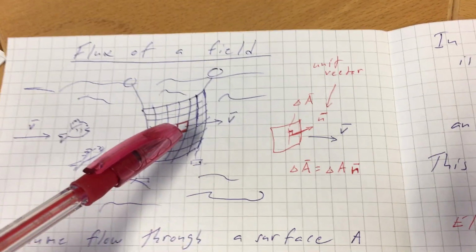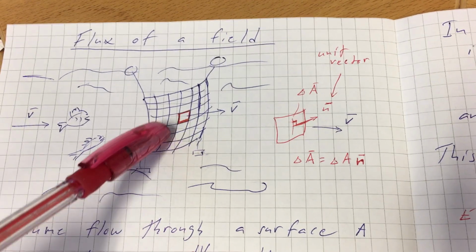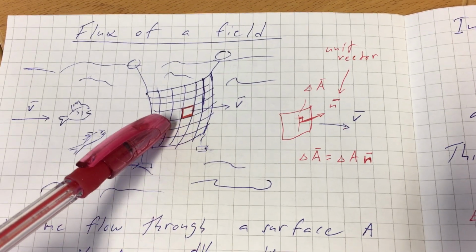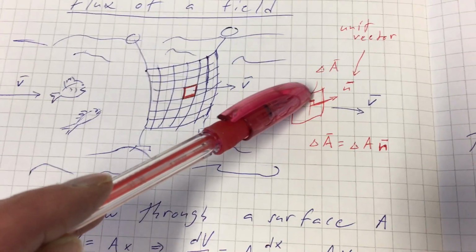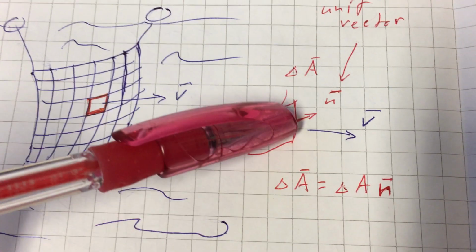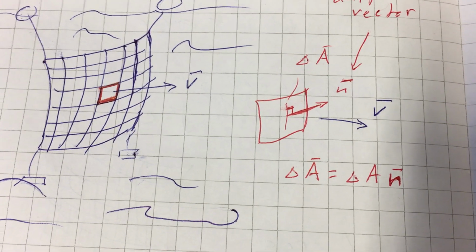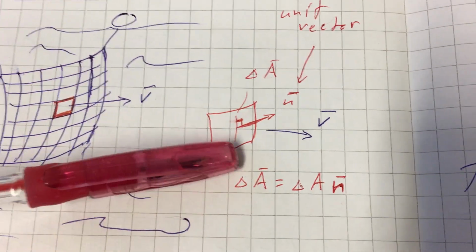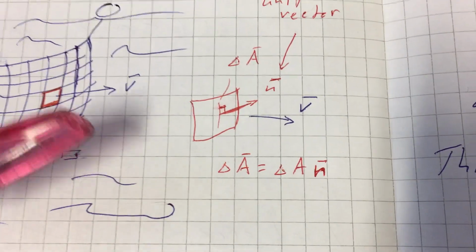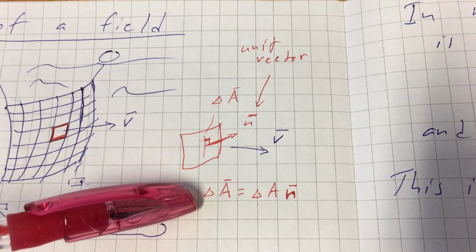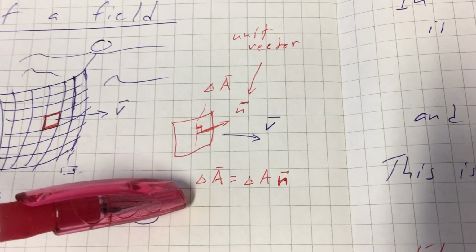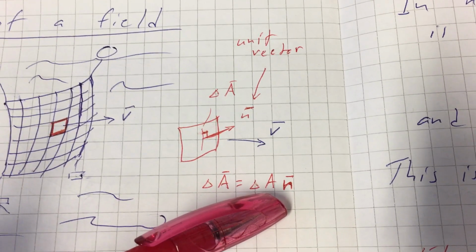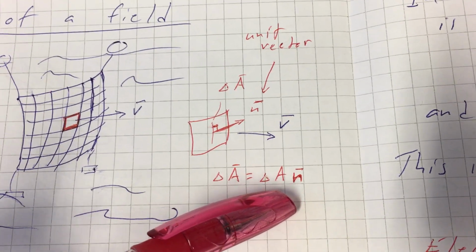So actually we could divide this net into small squares, and each of these has an area delta A, and there's a unit vector pointing in the direction perpendicular to the surface of this square. And so we can define a surface element vector, which is the area of the element times the unit vector pointing in the direction perpendicular to the surface.